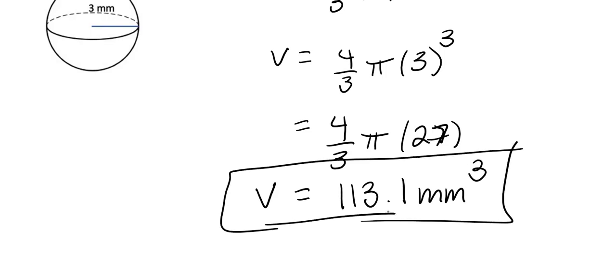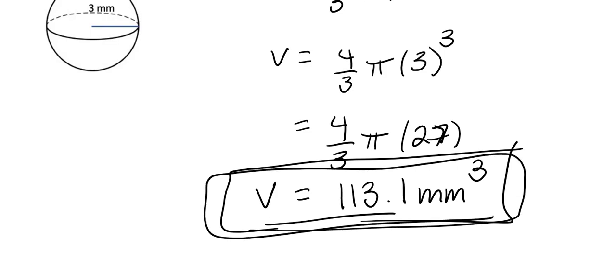Now remember, if you use 3.14 as the calculation and not pi, that will also be accepted in WOMAT. Either answer will work. But this is our solution if we use the pi button.